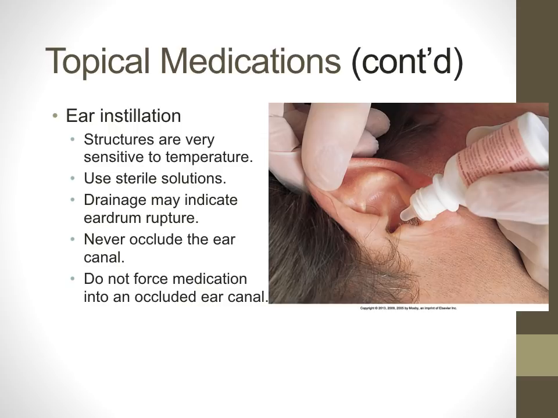For your ear instillation, keep in mind that those inner ear structures are very sensitive to temperature, so you want to make sure you store the eardrops at room temperature. Giving them too cold can actually cause the patient to experience some vertigo, dizziness, nausea, just not good. Make sure you use sterile solutions, especially if the eardrum is ruptured. Any kind of drainage from the ear at this point could indicate that the eardrum has ruptured, so you want to make sure you pay special care.